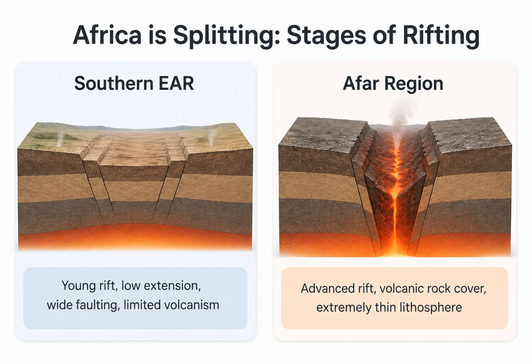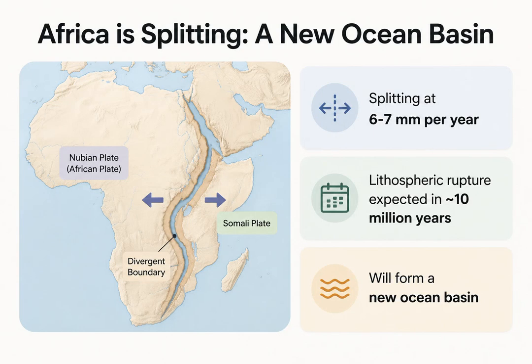In the south, where the rift is relatively young, the rates of extension are low. Here, faulting occurs over a wide area, and there is limited volcanism and seismic activity. However, as you move north towards the Afar region, the entire Rift Valley floor is covered with volcanic rocks. This indicates that the lithosphere here has thinned drastically, almost to the point of complete breakup. What we are witnessing is the development of a new divergent tectonic plate boundary.